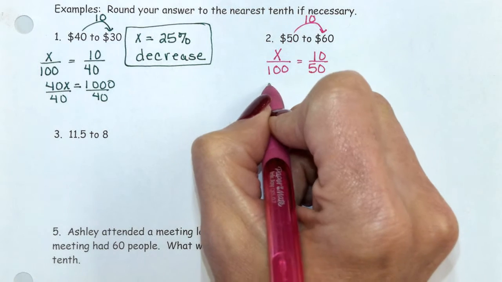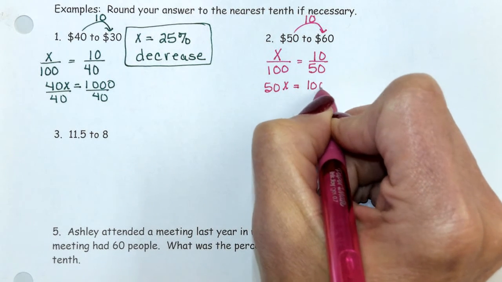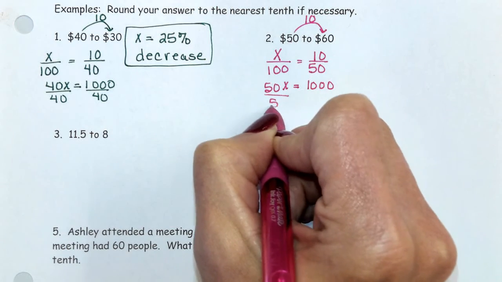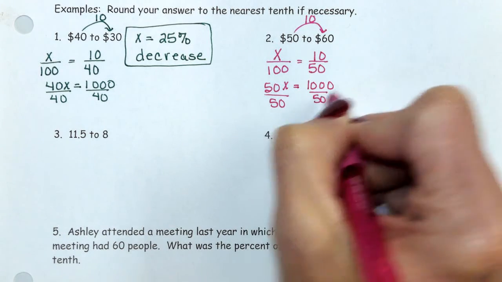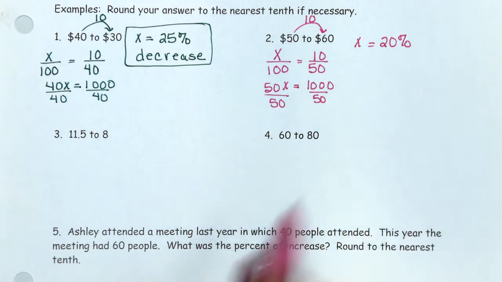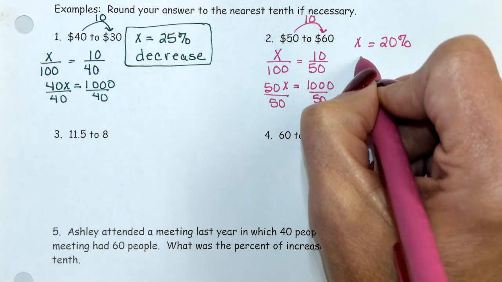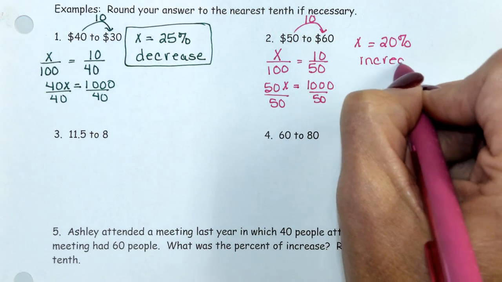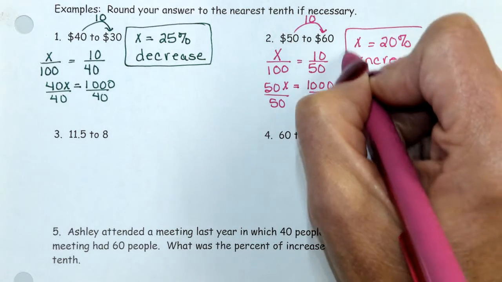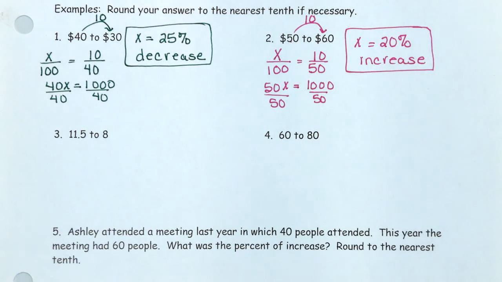So I'm going to cross multiply. 50x equals 1,000. Divide by 50. And X equals 20%. Now, is it a percent of increase or a percent of decrease? Well, I went from $50 up to $60, so that is a percent of increase. Okay? All right, next one.